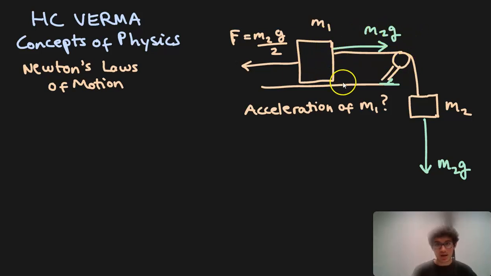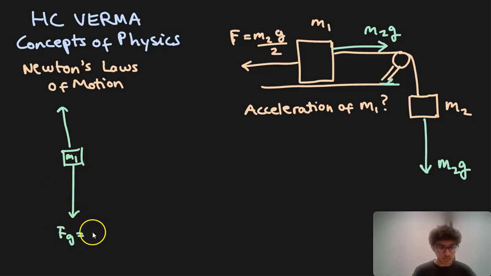What are the other forces acting on m1? We can make a free body diagram. So just treat this here as m1. First there's going to be the force of gravity, which will be m1g. And I've drawn it pretty badly, but imagine this is vertically up. This will be the normal force, which will also have magnitude m1g. So these will cancel out.